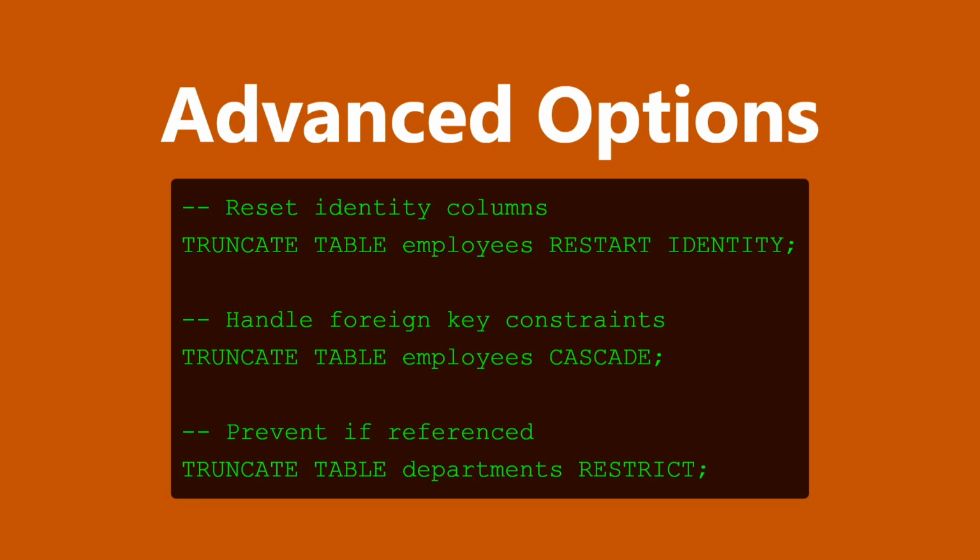The restart identity option resets any auto increment columns back to the starting value. The cascade option truncates any tables that also have foreign key references. And the restrict option prevents the truncate operation if any table references the one you are trying to truncate. And this is safer and is the default behavior.